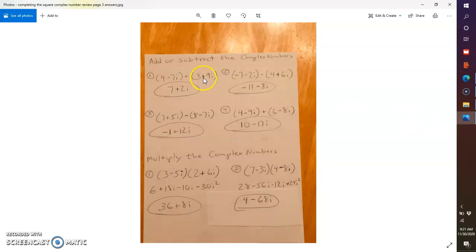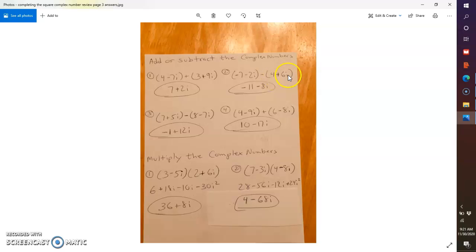Adding and subtracting complex numbers is pretty straightforward. Combine the real numbers, combine the imaginary numbers. 4 and 3 is 7, negative 7i and 9i is 2i. Negative 7 minus 4 is negative 11. Negative 2i minus 6i is negative 8i.